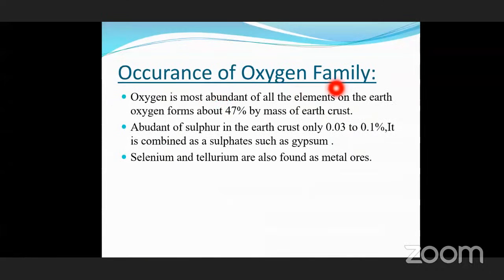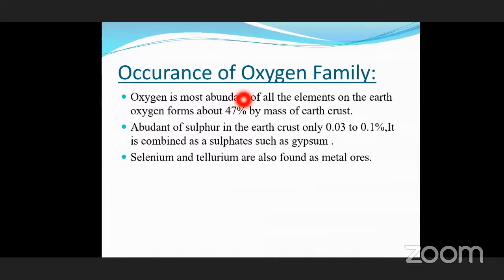Then, here is the occurrence of the oxygen family. Oxygen is the most abundant of all the elements on the earth. Oxygen forms about 47% by mass of the earth's crust. That means oxygen is the most abundant element in nature.